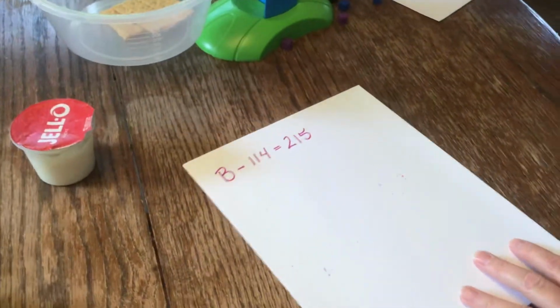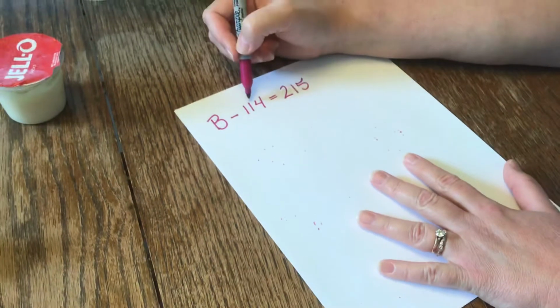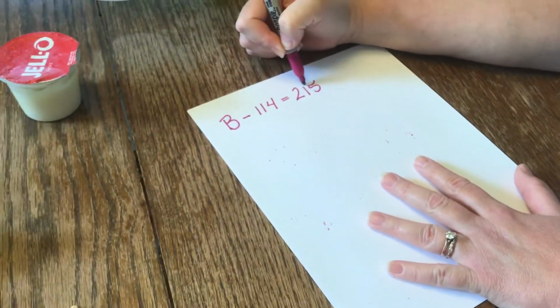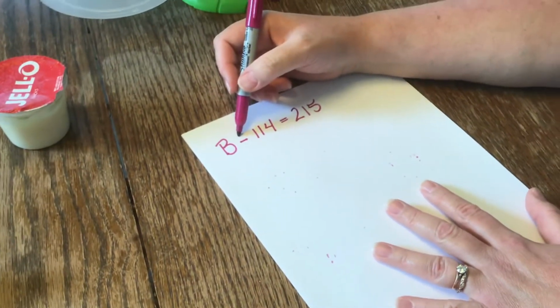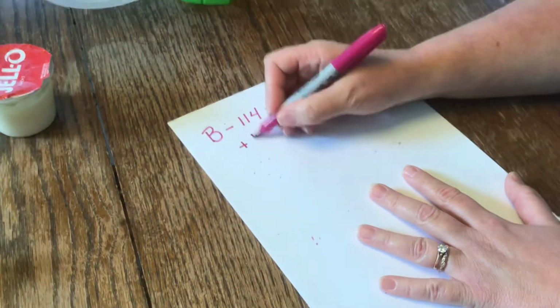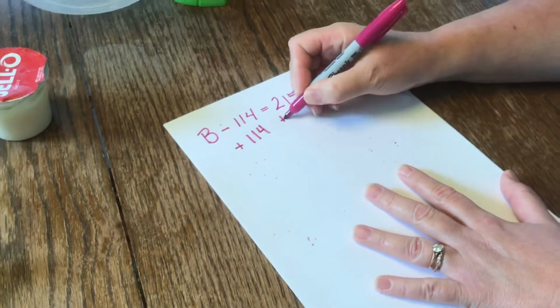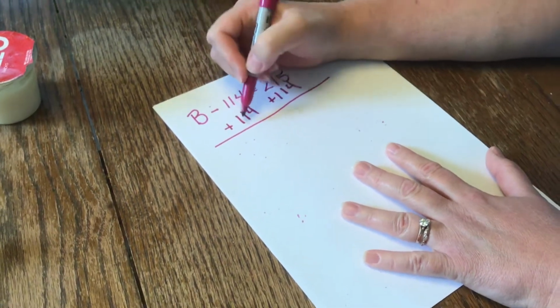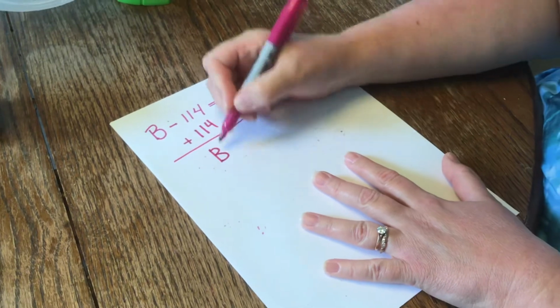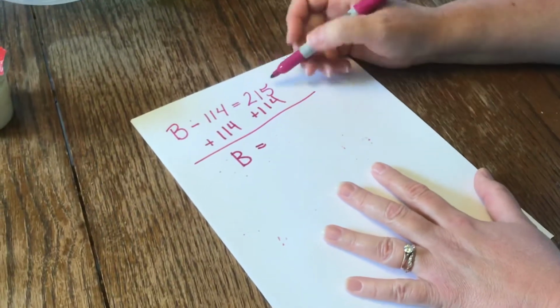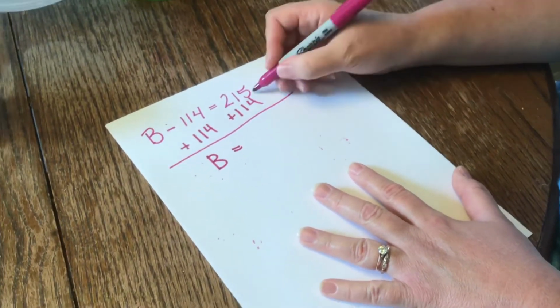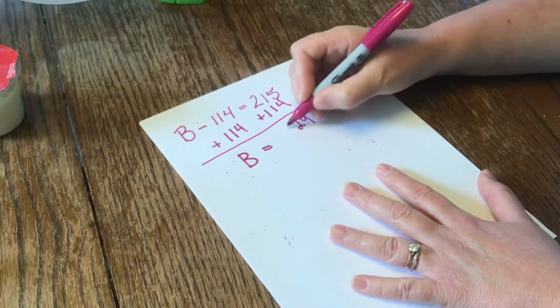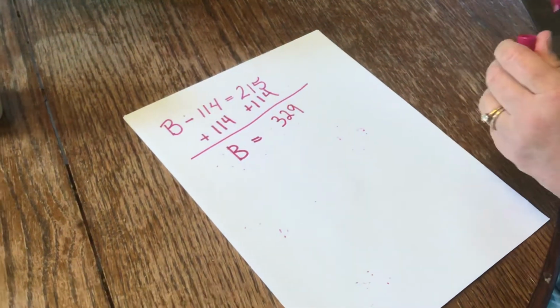One more for jollies. Katie's telling me we're just about out of time. B minus 114 equals 215. Inverse operation of subtract is add. So I'm going to add 114 to both sides. If I subtract 114 and add it back on, that leaves me just with B, the variable standing alone. And then I've got 215 plus 114 gives me 329. B equals 329.